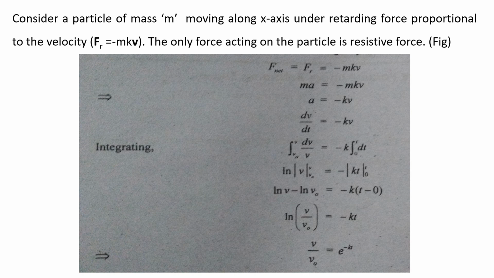That is log v over v naught is equal to minus kt, and taking the inverse log on both sides we get v over v naught is equal to exponential minus kt, and that gives v is equal to v naught exponential minus kt. Here we can see that the final velocity is equal to the initial velocity into the exponential form.